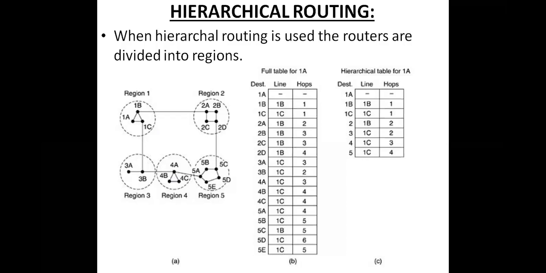Hierarchical routing is nothing but the entire network being divided into regions, so there is only one entry per region in the routing table.